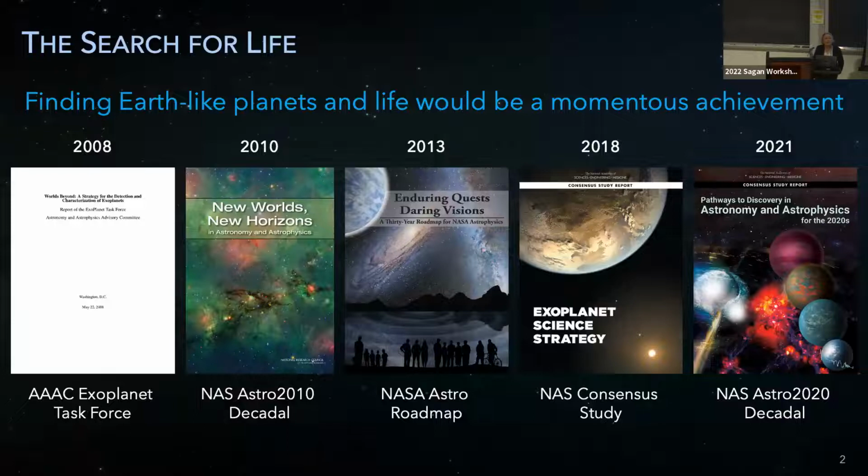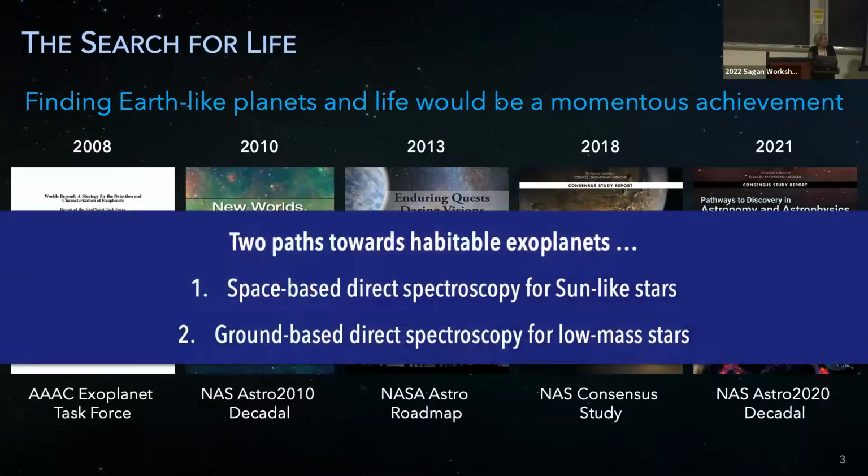Okay, so I'm going to start by setting the stage a bit. There were several community reports going back to well before the last decade that expressed a general consensus on the search for life in the universe. First, that success in this search would be one of the major scientific achievements of the century. And second, that there are two paths towards characterizing potentially habitable exoplanets. And hopefully by the end of this talk, you'll see why there are two.